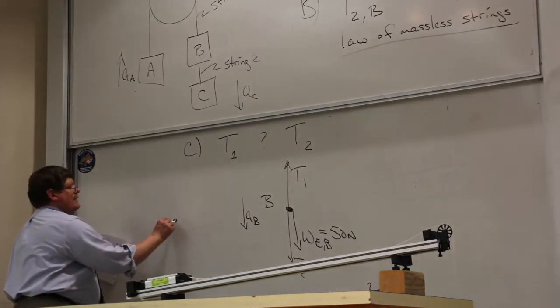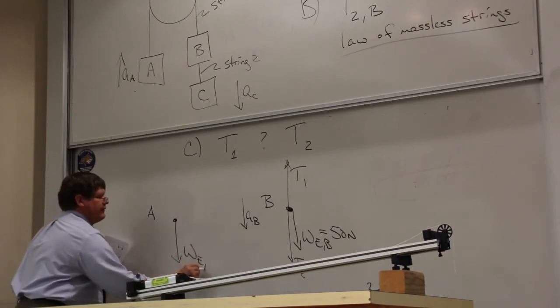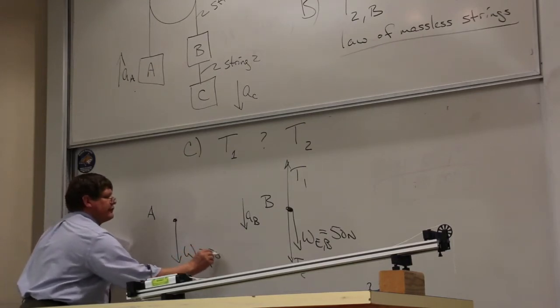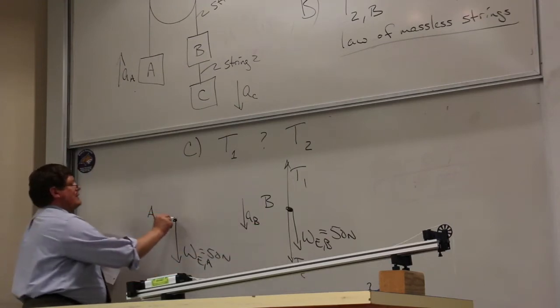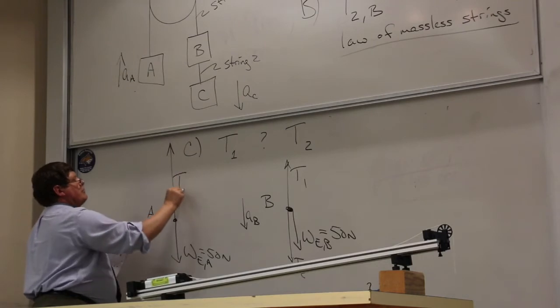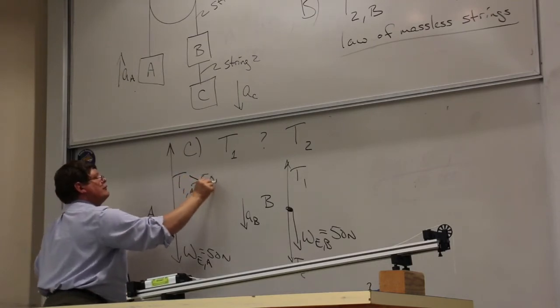So let's draw a free body diagram for A. It has a weight force that is 50 newtons, if that's 50 newtons. And the only other force acting on it is a tension force by string 1. And I know that that has to be greater than 50 newtons. Why?